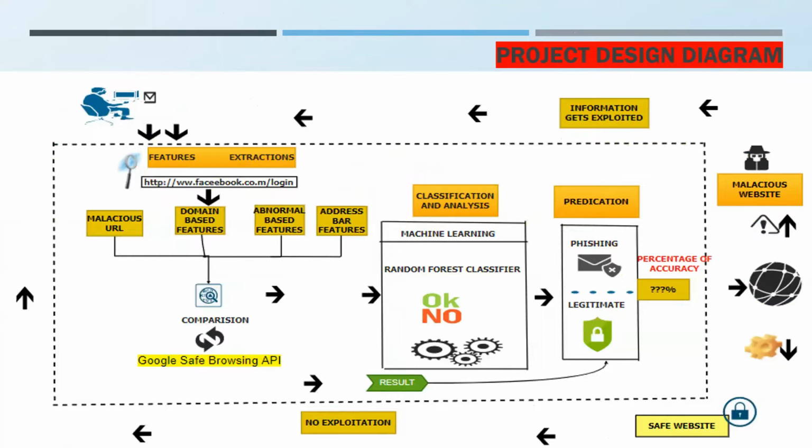Okay, this is our project design diagram. Once the user inputs the URL, several features get extracted, such as domain-based features, etc. Google Safe Browsing API checks whether the link is present in PhishTank or not. For classification and analysis, a random forest classifier model is developed. This model predicts whether the website is safe or malicious, along with the percentage of accuracy.